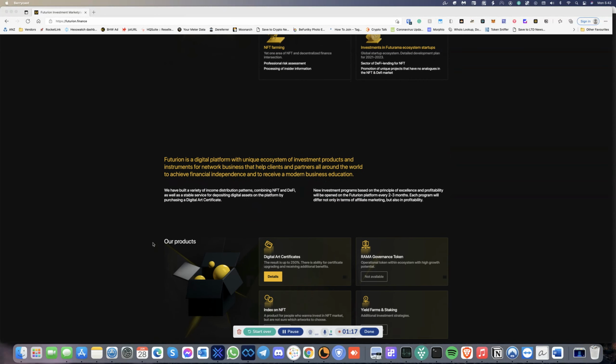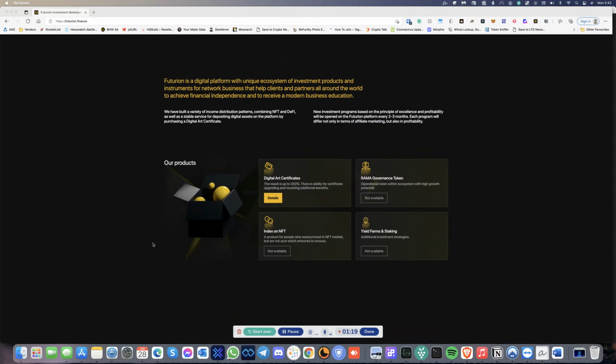Now, they have different products. One is the digital art certificates, which is where you'll be buying them, and then you can earn up to 250%. Essentially, you can make anywhere from 0.5% daily to 2% daily. These numbers are not inflated, unlike other platforms that give you 10%, 12%, and just don't last. This is the only product available currently.